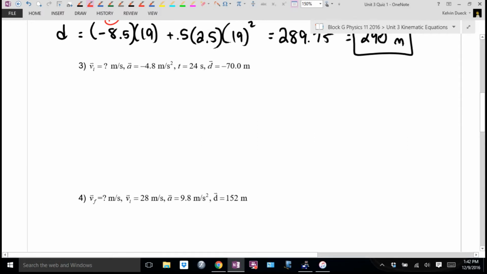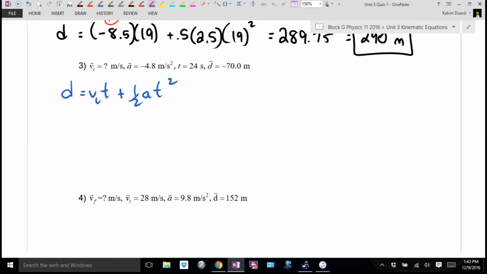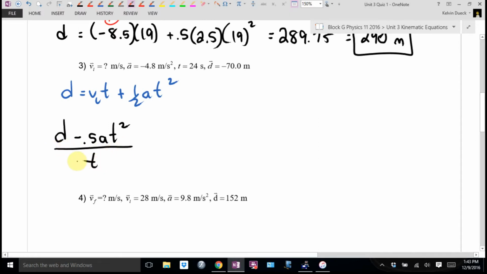Number 3, VIATD. Oh, same equation. D equals VIT plus a half AT squared. Oh, get the VI by itself. Ooh. No, I'm not going to panic. Go to the other side. I'm going to drop the D down. Then I do my adding, subtracting. It's going to be minus 0.5 AT squared. Then I do my dividing. Divided by T. That equals VI.